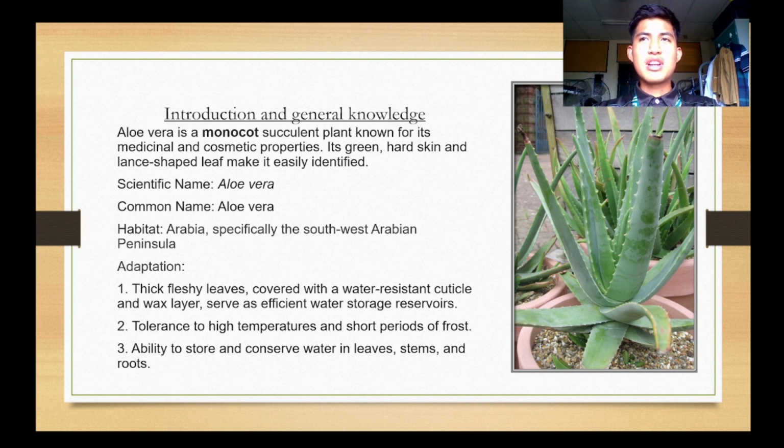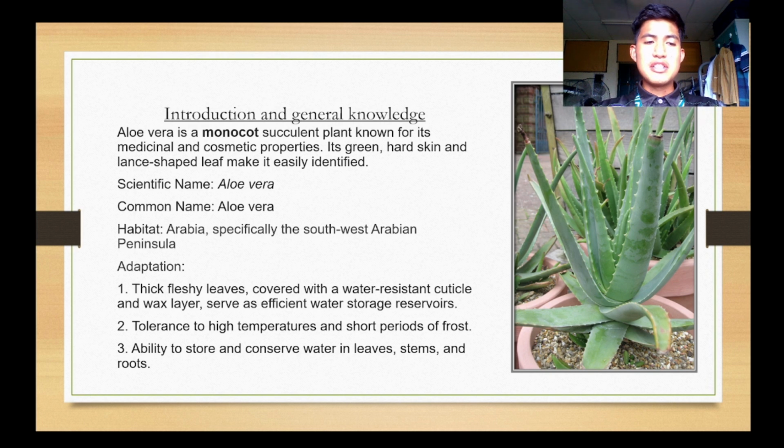Aloe vera is a monocot succulent plant known for its medicinal and cosmetic properties. Its green hard skin and lance-shaped leaf make it easily identifiable. As you can see here in the picture, the shape of the aloe vera is very recognizable. The common name for aloe vera is aloe vera, and the scientific name is also aloe vera. Aloe vera is native to Arabia, specifically the southwest Arabian Peninsula.